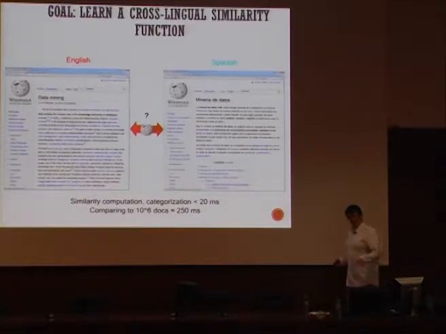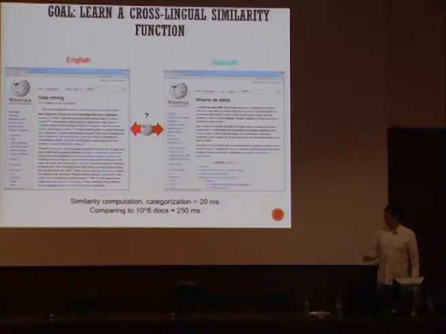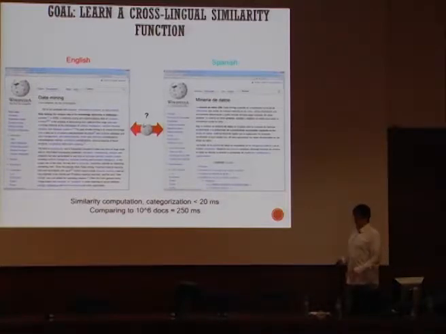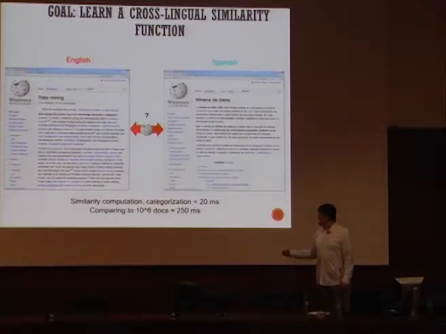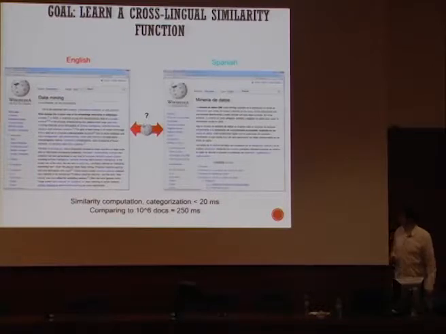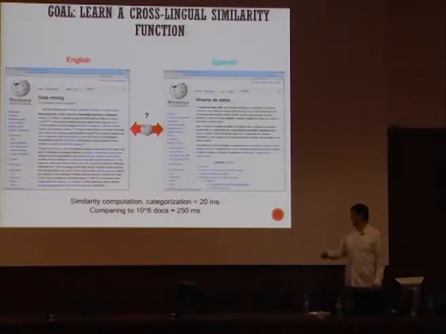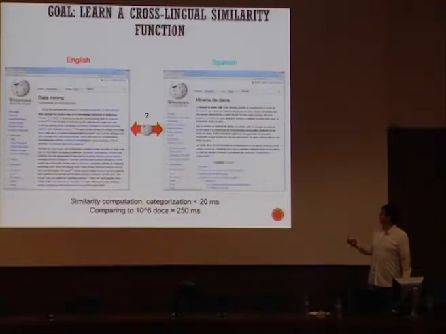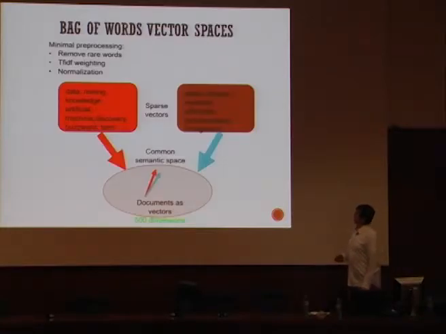All the timing that I'm listing there is for my laptop. So similarity computation and categorization should take less than 20 milliseconds. And comparing to 1 million documents shouldn't take more than a quarter of a second. And this can be done on my laptop. You can even improve these numbers a little bit if you really try hard to exploit the structure.